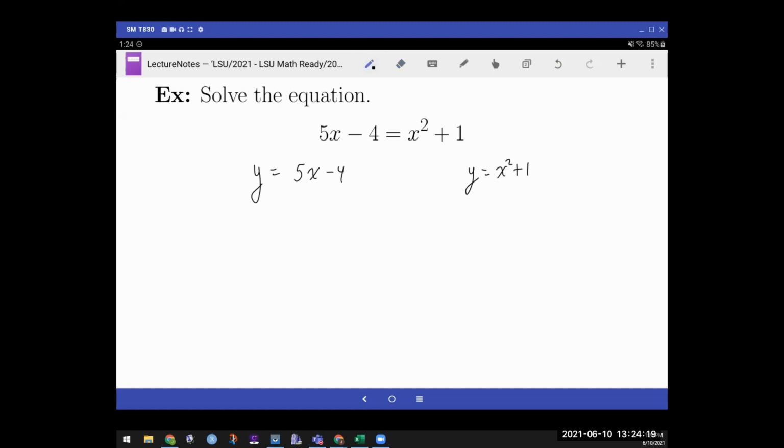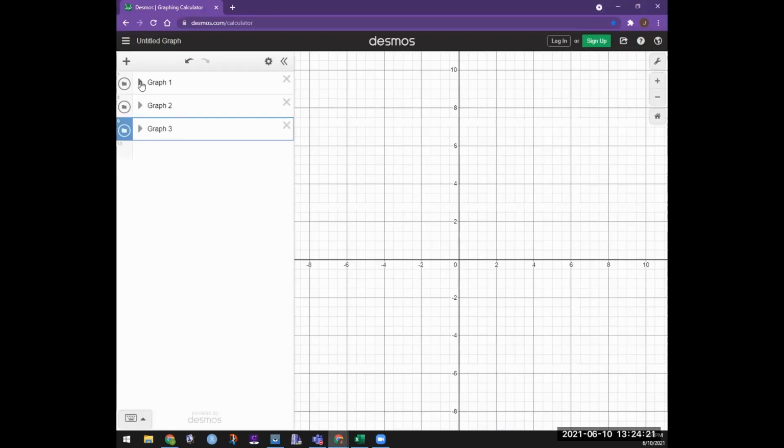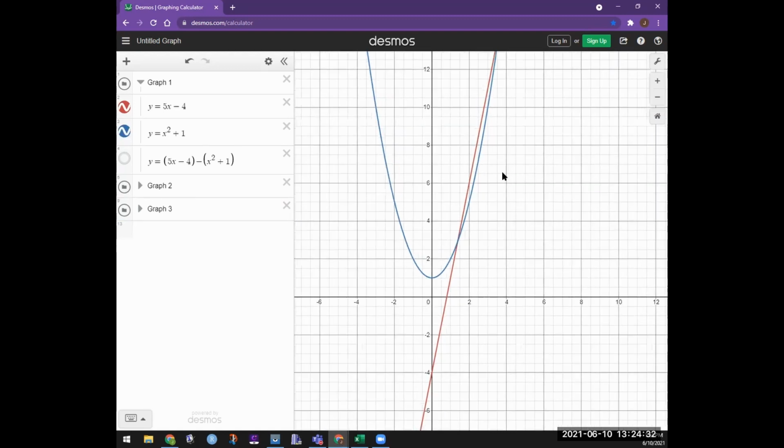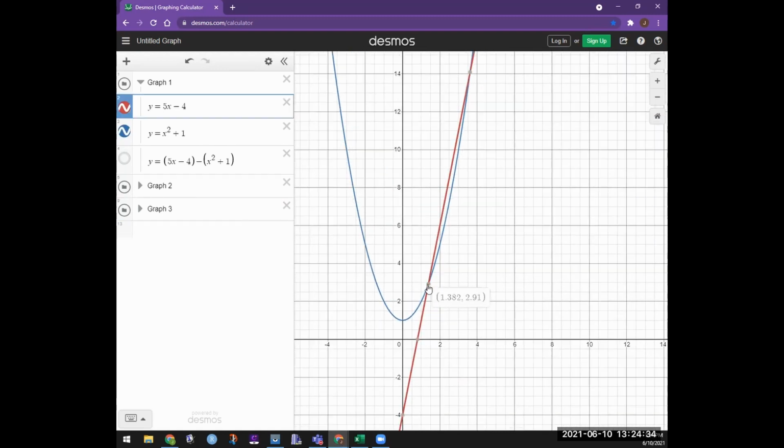All right, so let's look at it. I think I already have this pulled up. So here's y equals 5x minus 4. Here's y equals x squared. Now, maybe it's easy to see, maybe not, but these two intersect here at 1.382. It's an approximation, right? And again at 3.618. Now, I'm not so worried about the y values. Remember, I'm looking for x. So there's my two probable solutions, or approximated solutions.